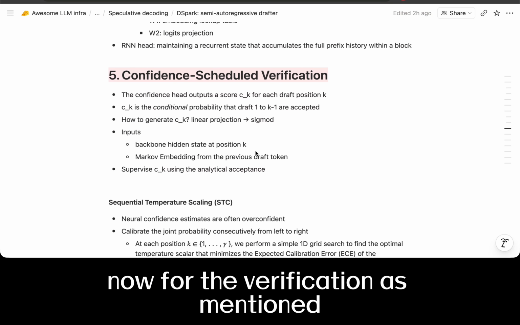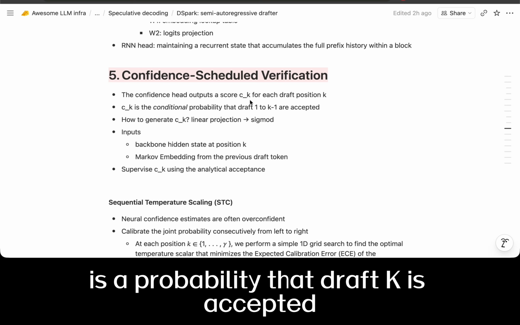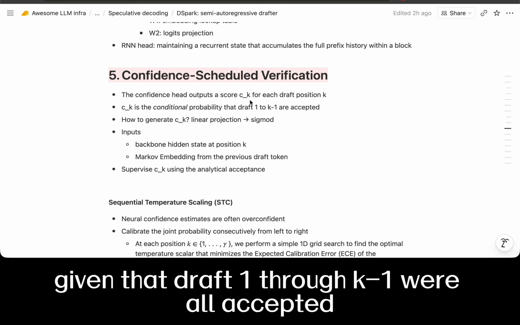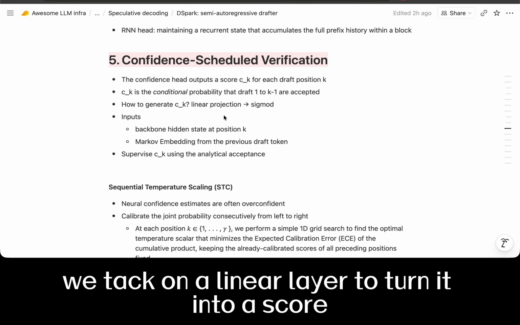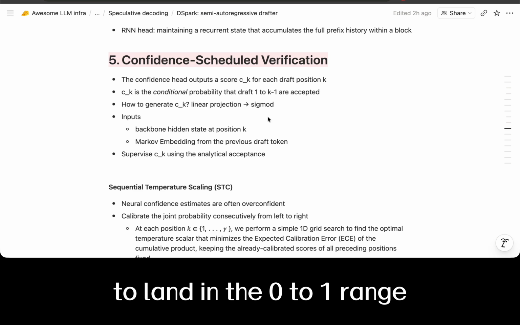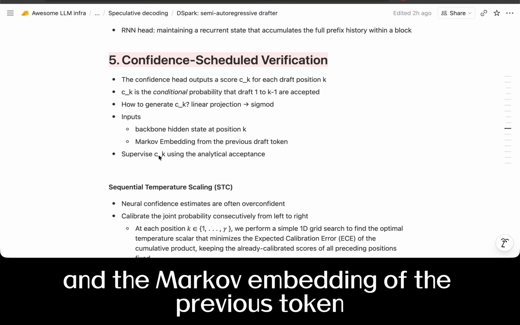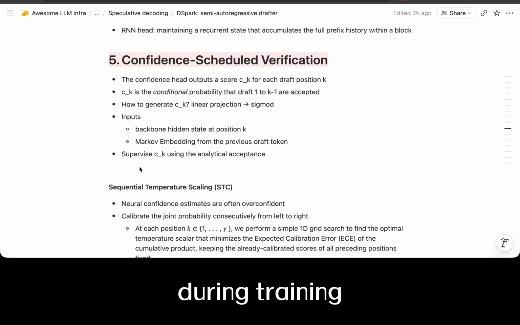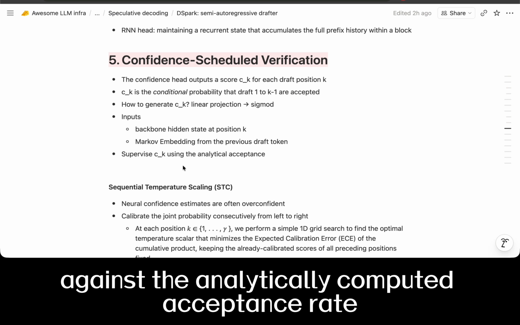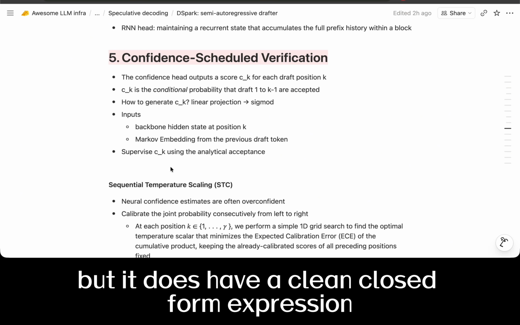Now for the verification. As mentioned, every draft token k gets a score for how sure we are that it is correct. This score, c_k, is the probability that draft k is accepted given that drafts 1 through k-1 were all accepted. How do we get it? We tack on a linear layer to turn it into a score and push it through a sigmoid to land in the 0 to 1 range. The projection layer takes two inputs: the backbone's hidden states at position k and the Markov embedding of the previous token. During training, we supervise c_k against the analytically computed acceptance rate. We didn't walk through that computation, but it does have a clean closed-form expression.